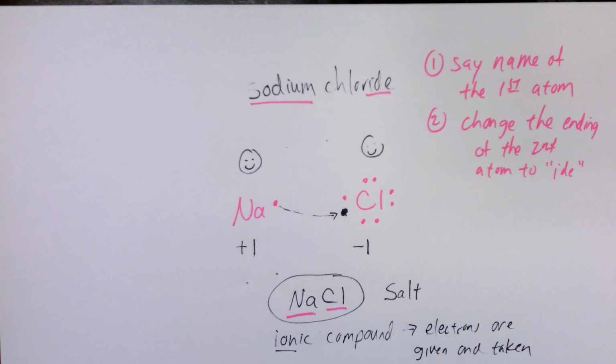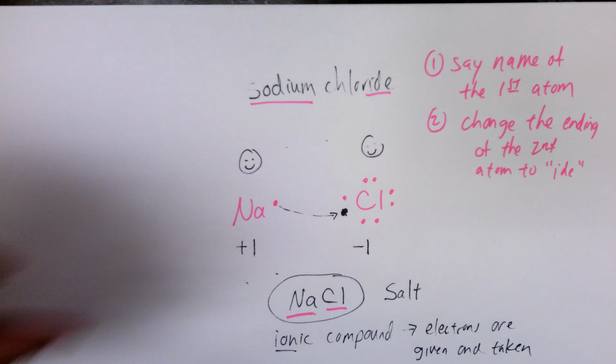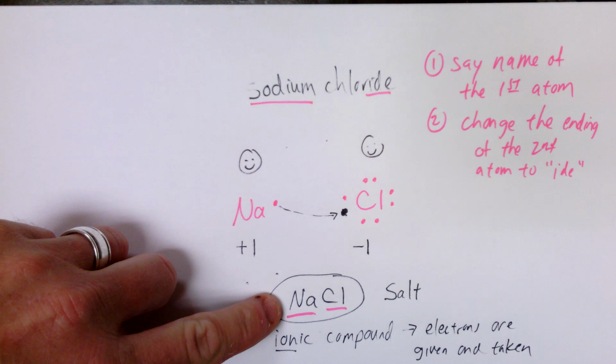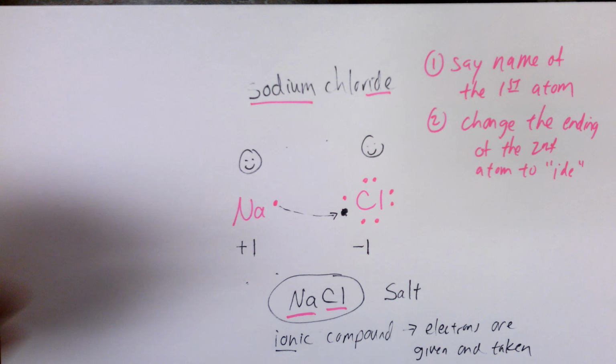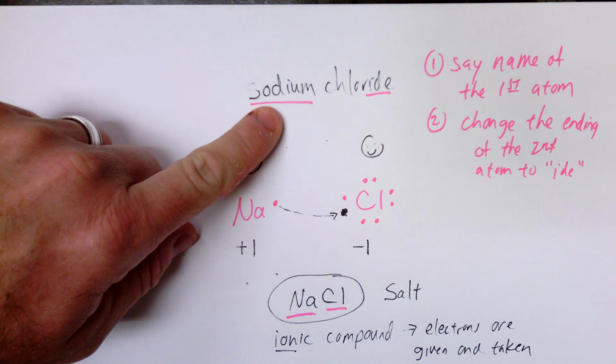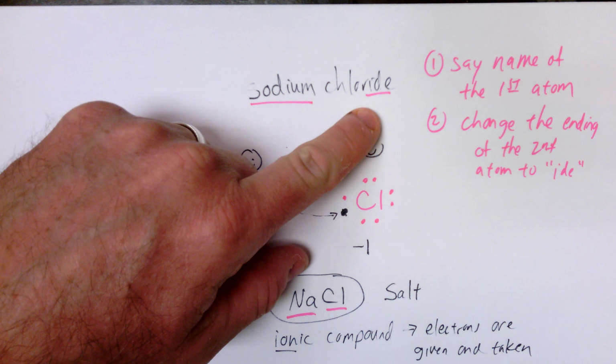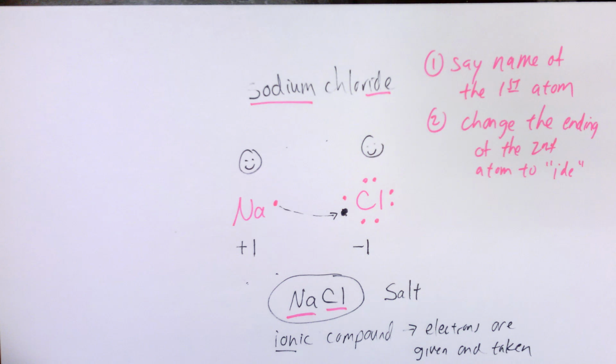We'll do a little bit of practice now where I'm going to give you some formulas, and all you're going to do is you're going to use the periodic table and practice writing the names from the formula. Sodium chloride. Say the name of the first one, change the ending of the second one to IDE.